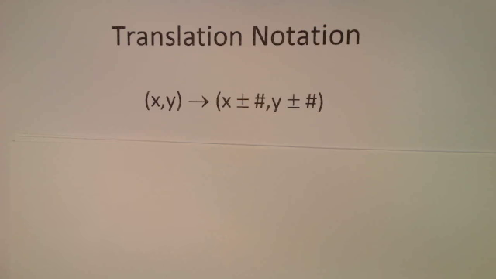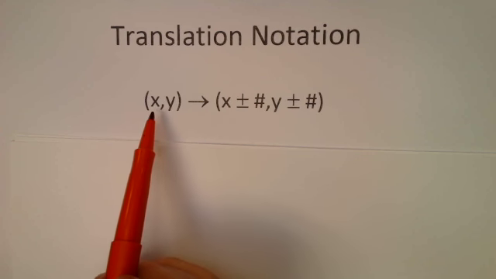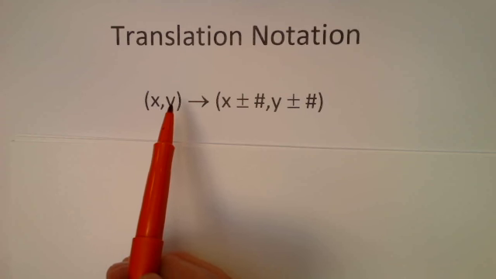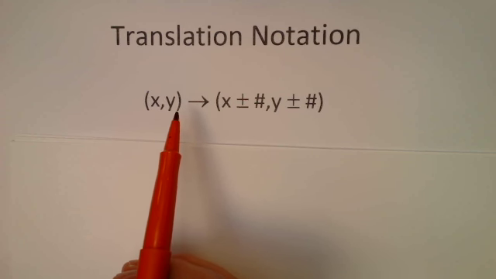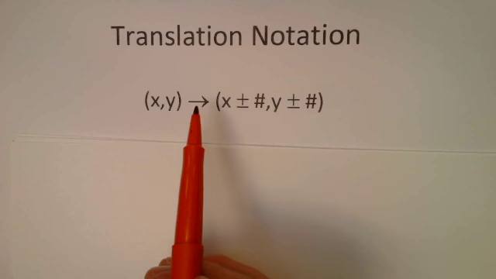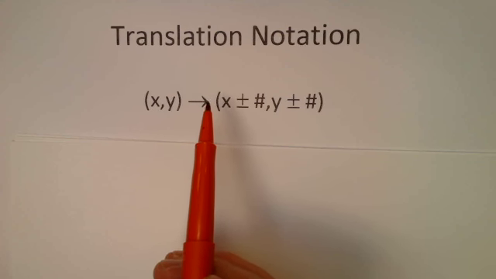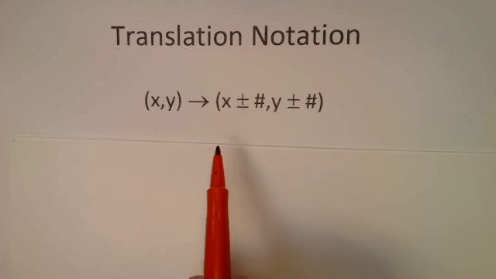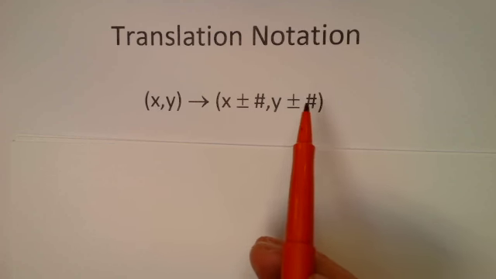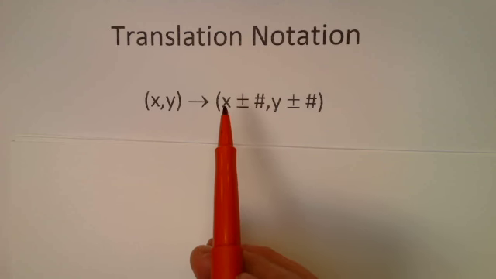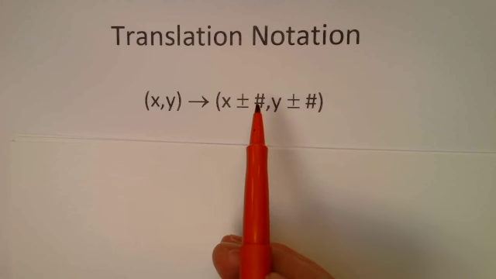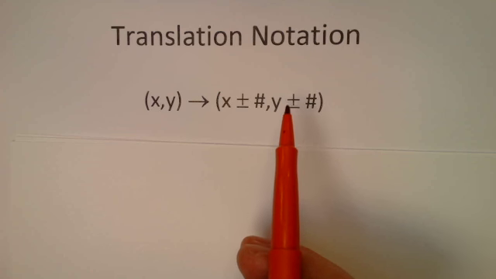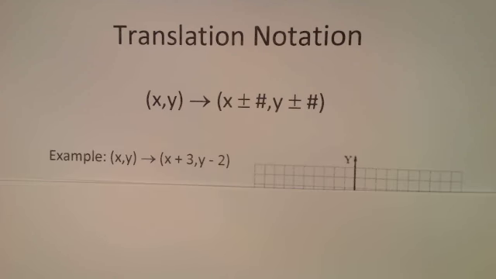So a point, if you remember, consists of an x-coordinate and a y-coordinate. And that's what we have here. How do you write a point? It has to have parentheses, an x-coordinate, a comma, and a y-coordinate, then closing your parentheses. This arrow right here means you're going to translate it. You're going to move it. And this is the instructions for moving the x-coordinate and moving the y-coordinate. You're going to have an x, plus or minus a number, then y plus or minus a number.